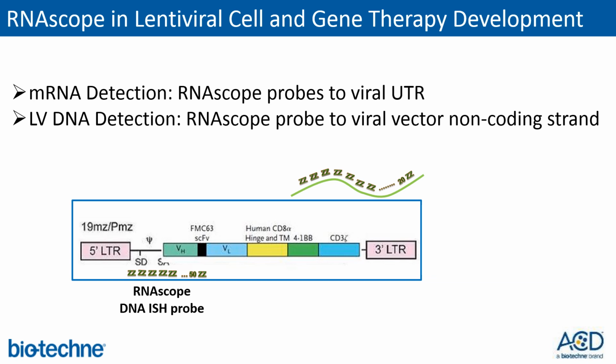But we observed, and others have observed, the fact that lentiviral sequences appear to be more accessible to probe hybridization. That may be how they choose their sites of integration in the first place, but we've observed that by designing a probe to the non-coding strand of a lentivirus, we can provide a tool and the means to detect cells where the lentivirus has been integrated.